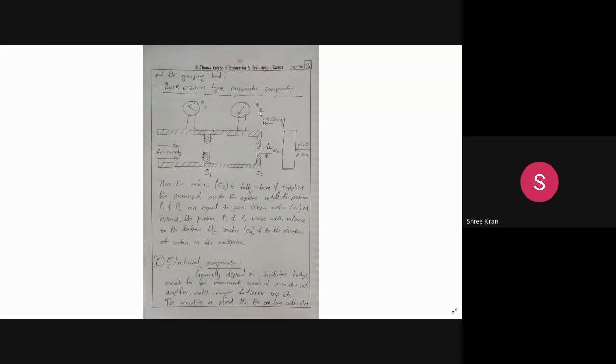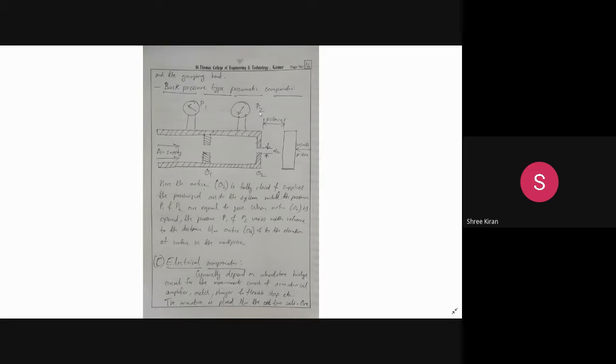When the orifice is open, the pressures P1 and P2 vary with reference to the distance between the orifice O2 and the elevation of the surface of the workpiece. If there is any deviation in the pressures P1 and P2, then the deviation in pressure can be measured. The Solex gauge is a good example of a pneumatic comparator. This is what happens in the case of a pneumatic comparator.